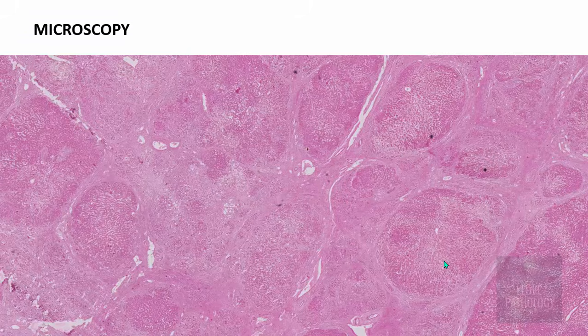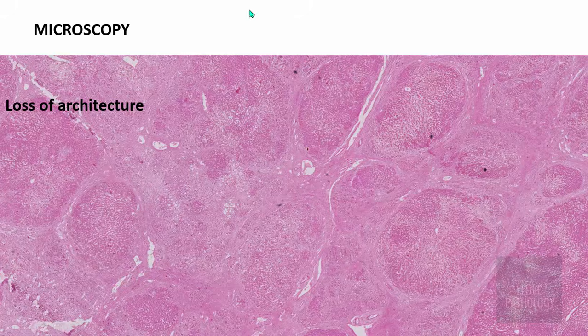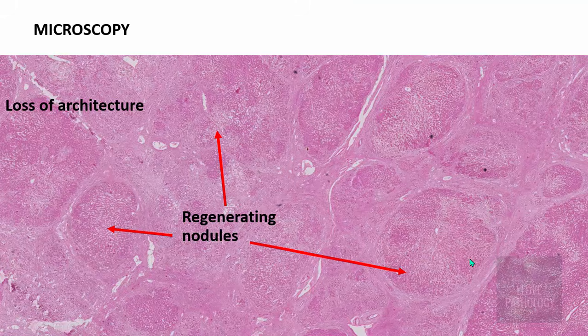Microscopically, as I said, the entire liver is involved. There is loss of architecture. You cannot make out the central vein, the peripheral portal triad, and the lobules. All you find are these nodules, and these are regenerating nodules. You can find these regenerating nodules throughout the parenchyma and the surface of the liver. These regenerating nodules are separated by fibrosis. So three important microscopic features: one, loss of architecture, two, presence of regenerating nodules, and three, presence of fibrosis around these regenerating nodules.